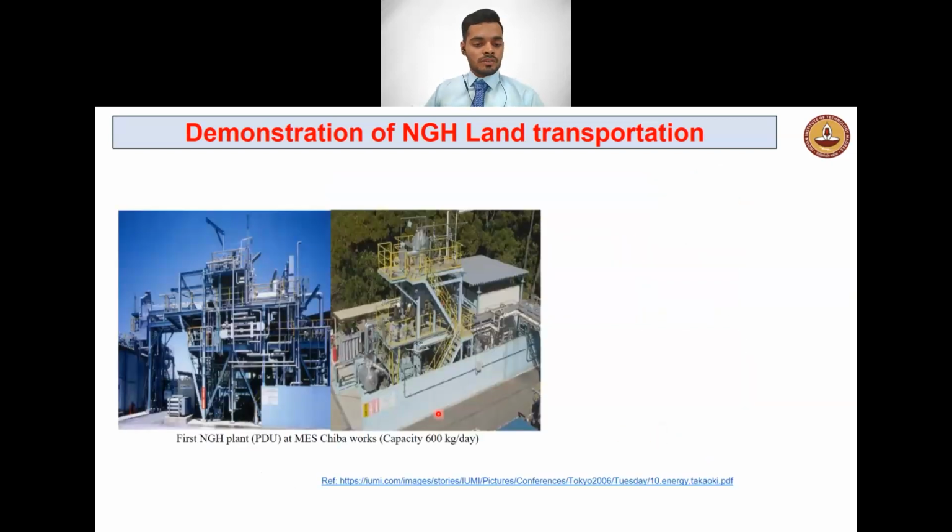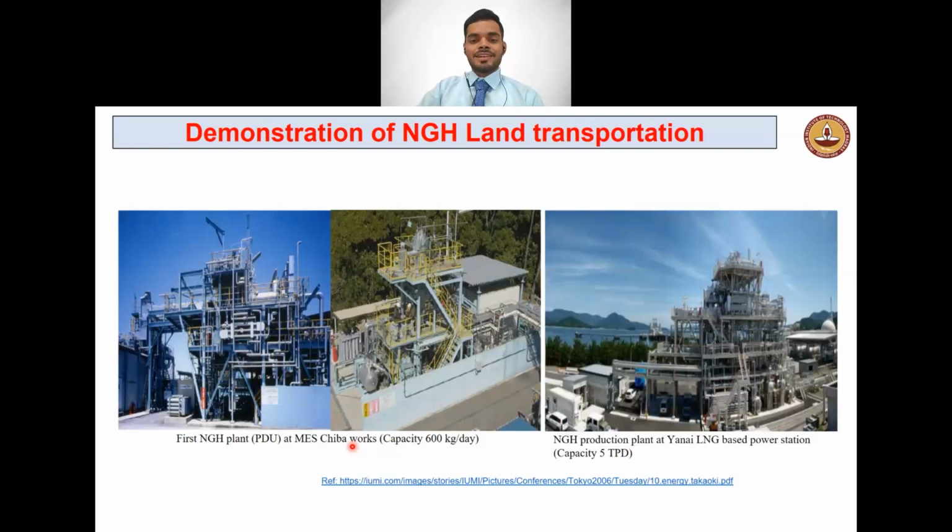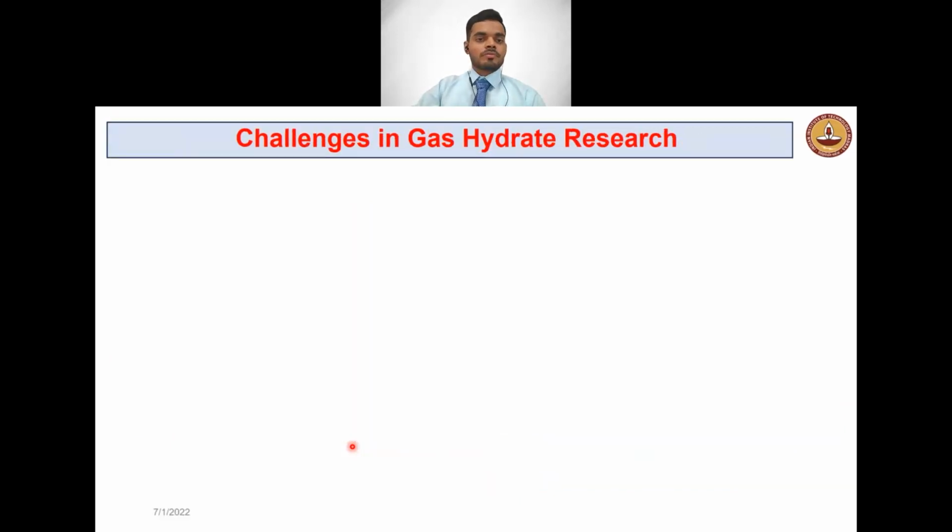This is the world's first natural gas hydrate plant, which was established in Chiba, and it has a capacity of 60 kg per day. Later on, they increased the capacity to 5 ton per day in Yanai.